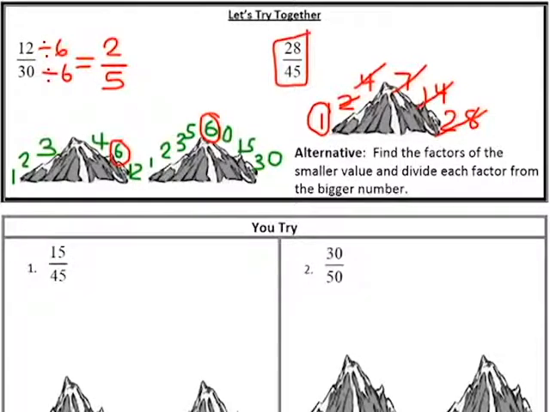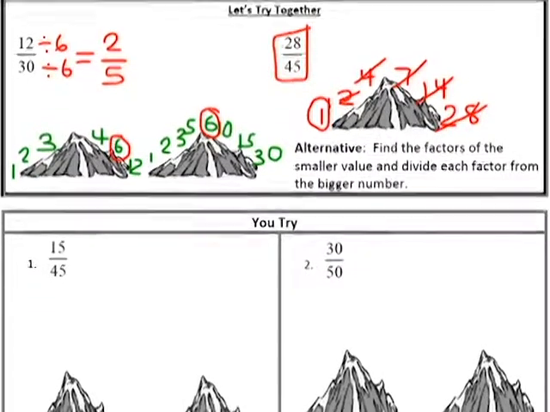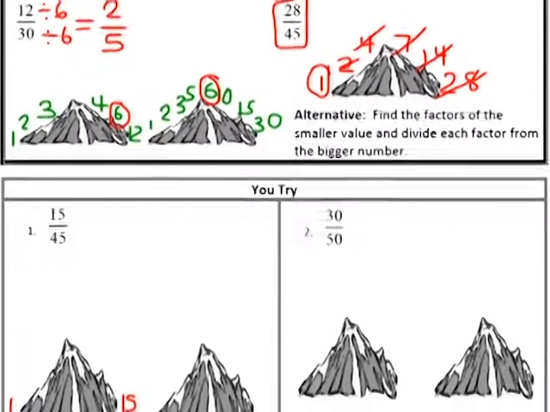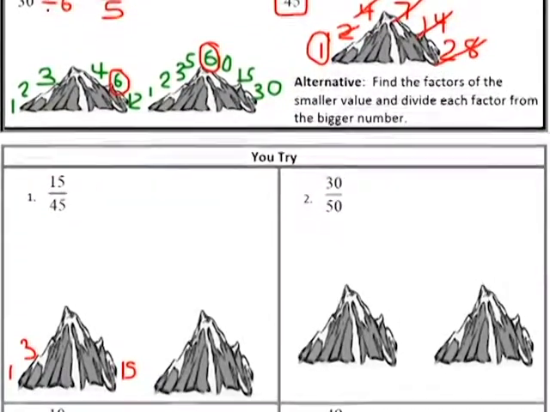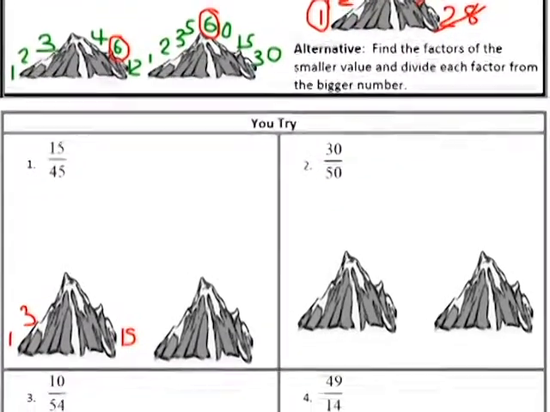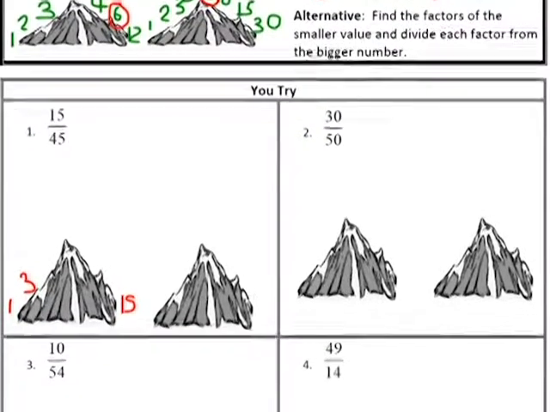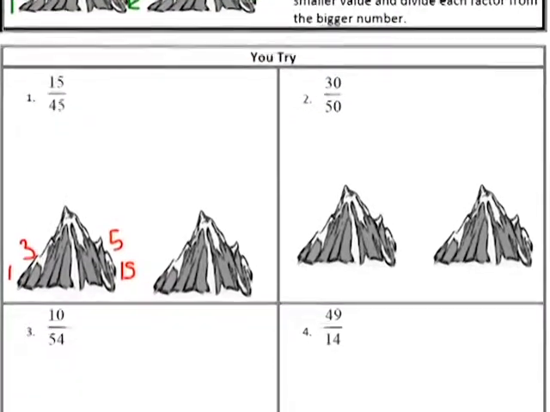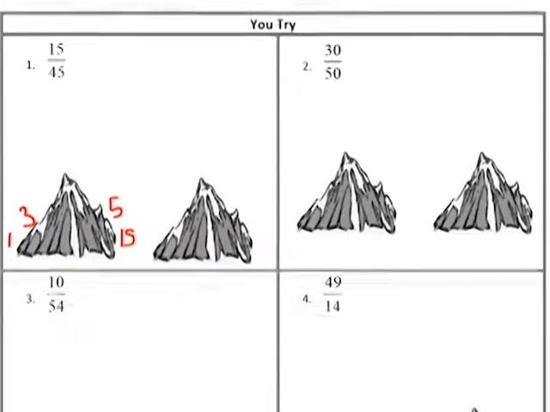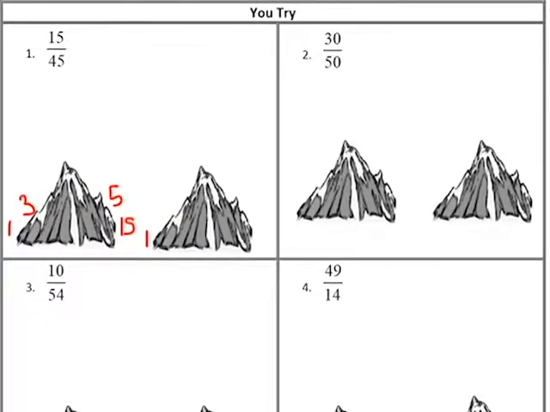Welcome back. Alright, we're going to try a couple of these. A couple of them we're just going to give you the answers. 15 over 45. I'm going to use the full mountain method. 1 times 15. 2 doesn't go in because it's not even. 3 does because 1 plus 5 is 6, which I can divide by 3. 3 times 5 is 15.